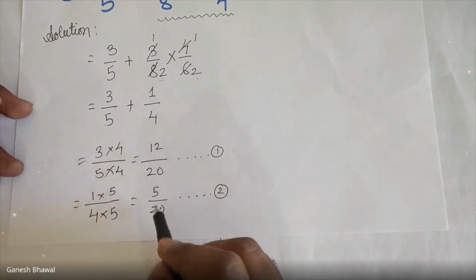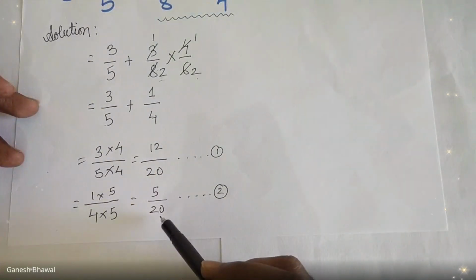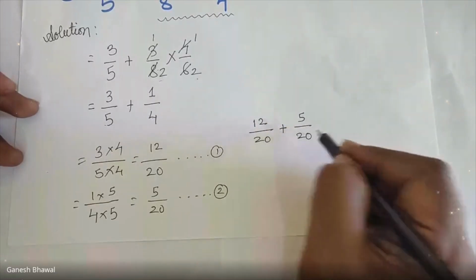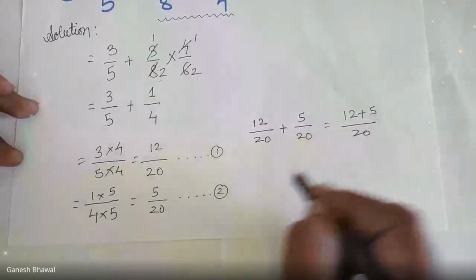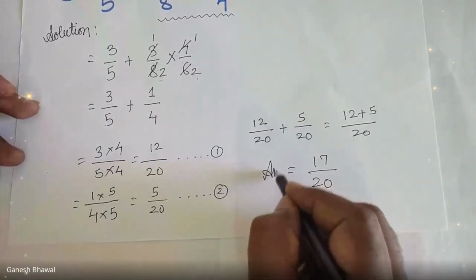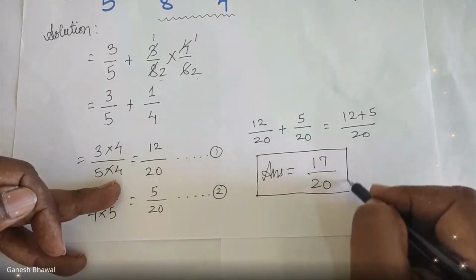Now we can add these two fractions as the denominator is equal. So 12 upon 20 plus 5 upon 20 equals 12 plus 5 upon 20 equals 17 upon 20. This is our required answer. Draw a box around it.